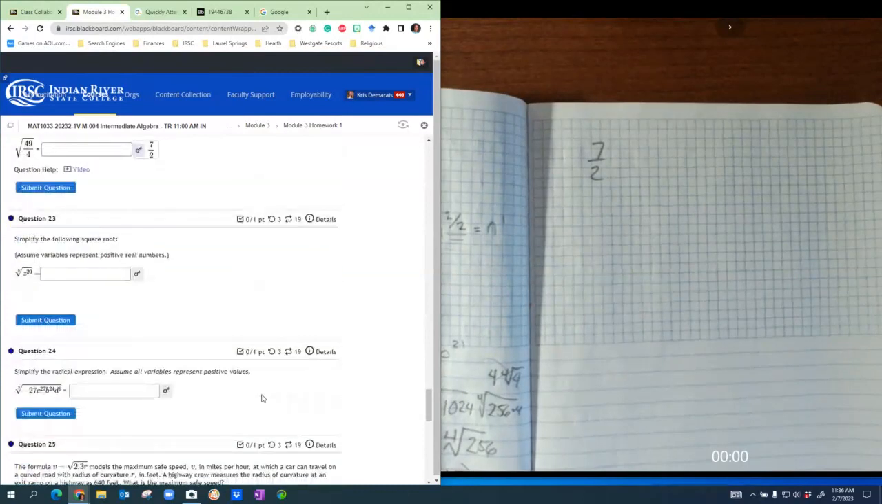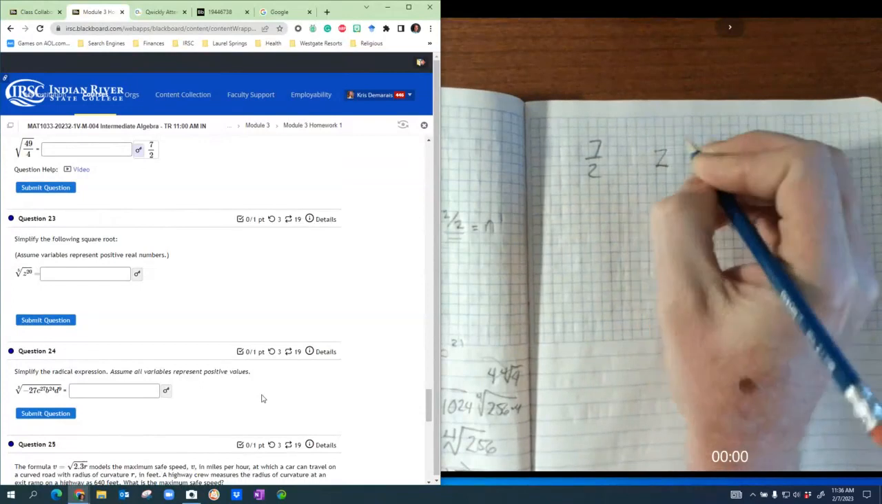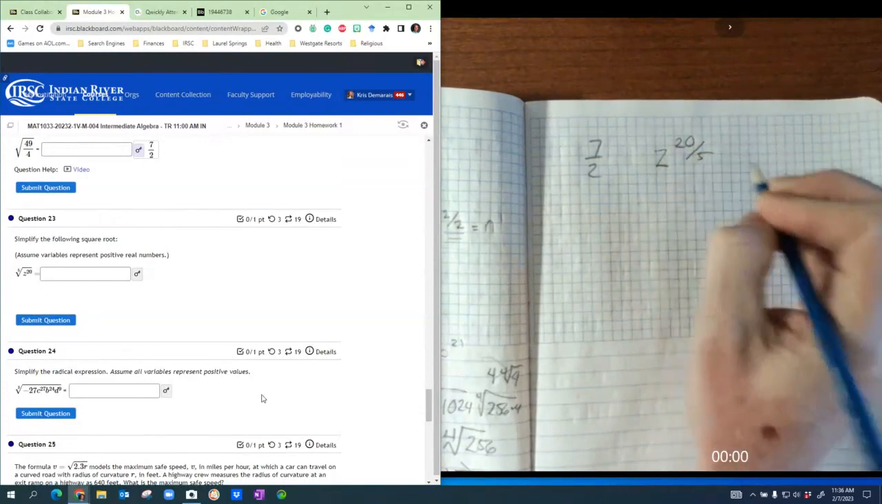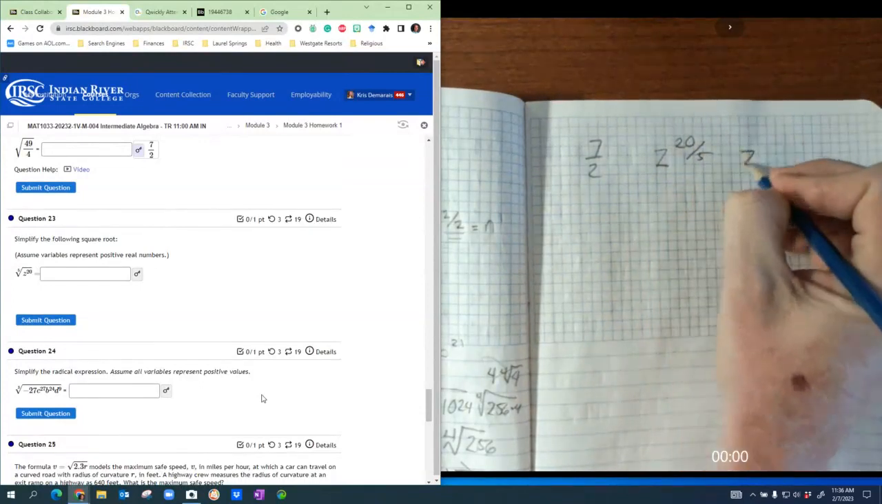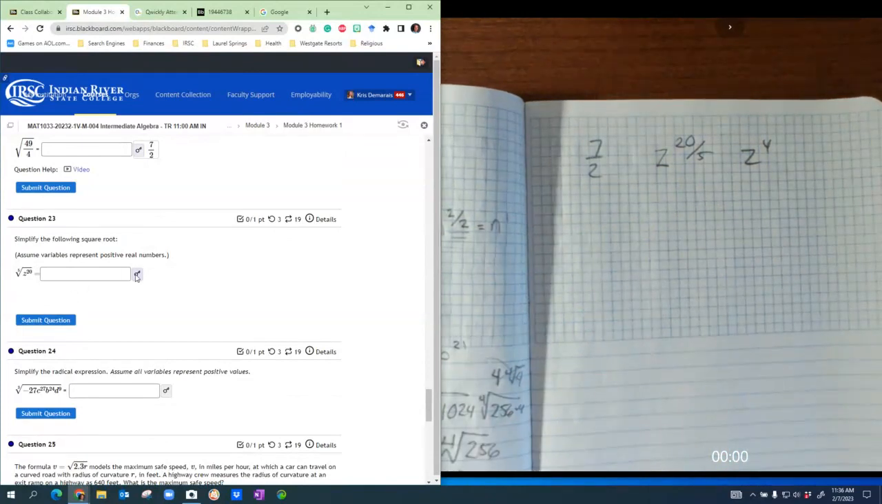Now again, the reason they're giving you this is to understand that D is 20 over 5. So you can get 4 really quick. That moves very, very fast. So you get your answer, you're done.